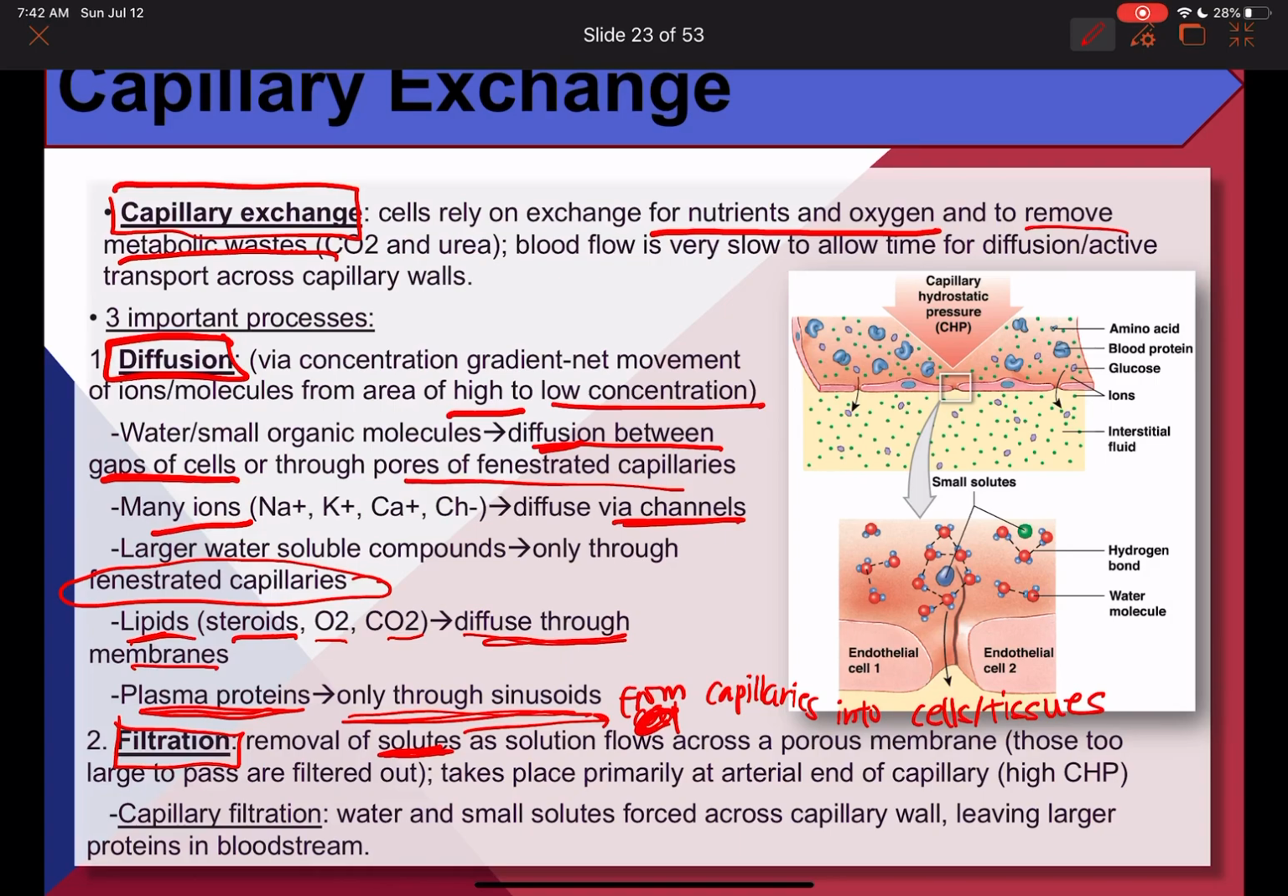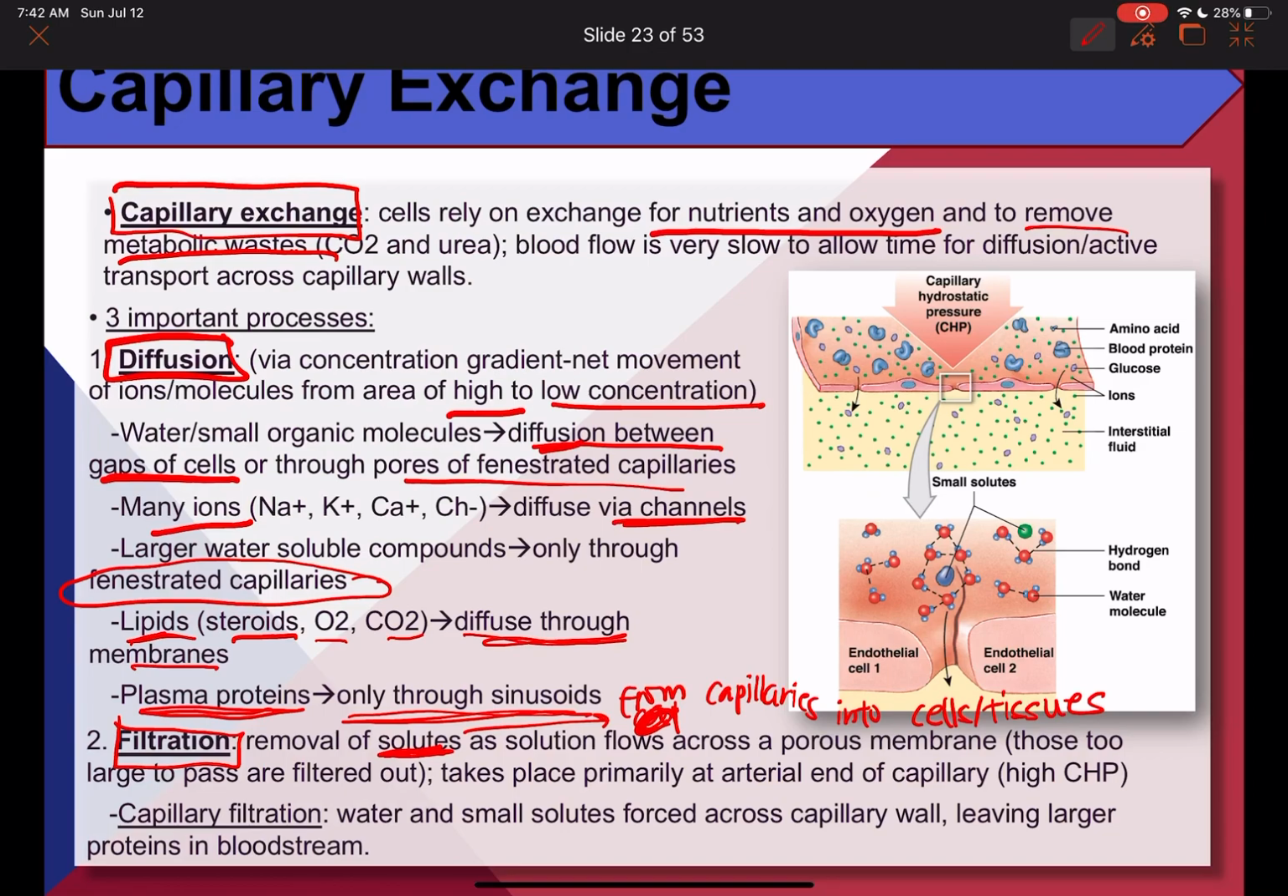Okay, so this filtration primarily takes place at the arterial end of the capillary. Remember, we talked about how in a capillary, you have the arterial end beginning at 35 millimeters of mercury and then the venous end at 18 millimeters of mercury. So at the beginning, the arterial side of the capillary, usually filtration happens, and we'll talk about why that's the case with a little bit of math.